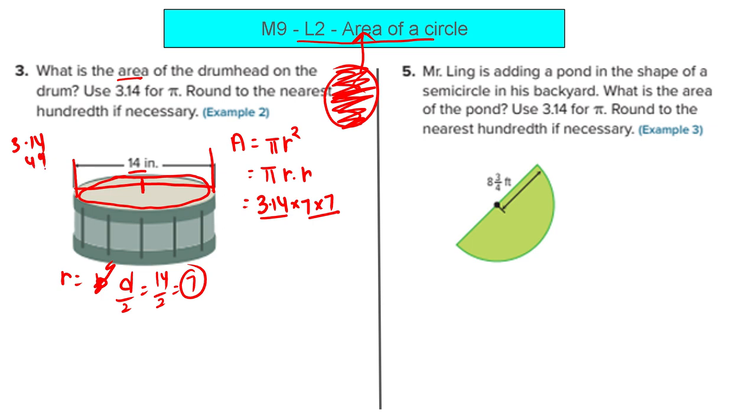3.14 times 49. Quickly. 9 times 4, 36. 3 here, 4 up. 9 times 1, 9. 9 and 3, 12. So 2 here, 1 up. 9 times 3, 27 and 1, 28.